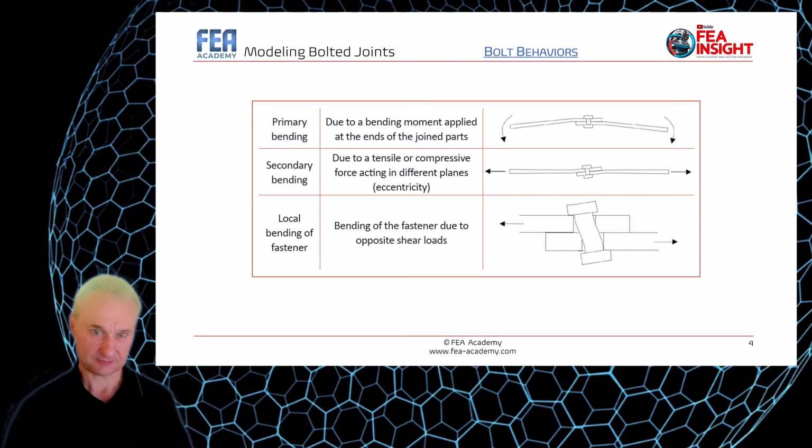In fact, the shear loaded joints are subjected to primary bending, secondary bending, and local bending of fasteners. Okay? So in summary, the primary bending is due to a bending moment applied at the ends of the joint parts, while the secondary bending is due to a tensile or compressive force acting in different planes in the case of eccentricity. And the local bending of fastener is a typical bending of the fastener due to opposite shear loads.